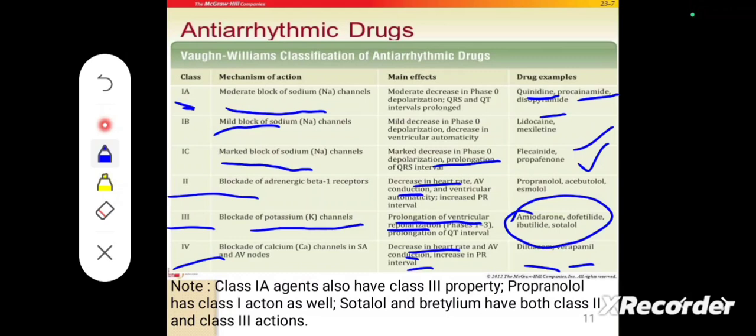So remember this note, that some drugs have more than one class of action. For example, class 1 agents may also have class 3 properties, propranolol also has class 1 action, and sotalol and amiodarone have both class 2 and class 3 action. So remember these points.